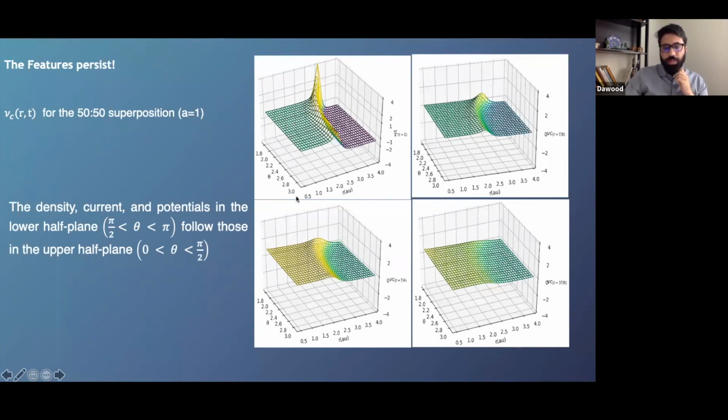Moreover, even though we haven't compared these results with the adiabatically approximated correlation potential VC, the very fact that these features are similar in nature and character to the one-dimensional case gives a pretty good confidence that these features are in fact adiabatic and non-adiabatic in nature.